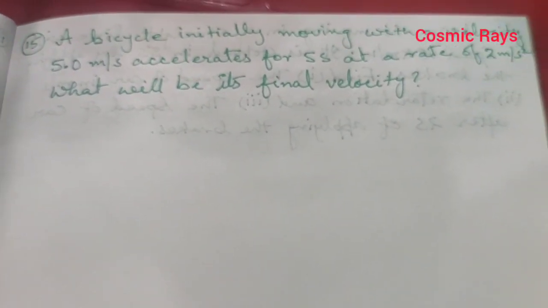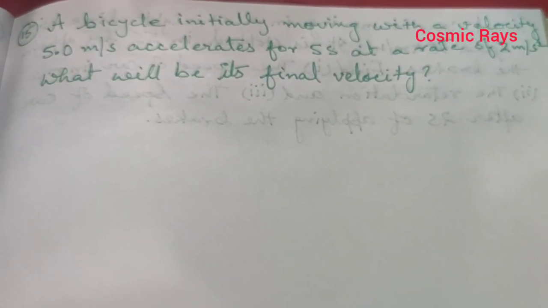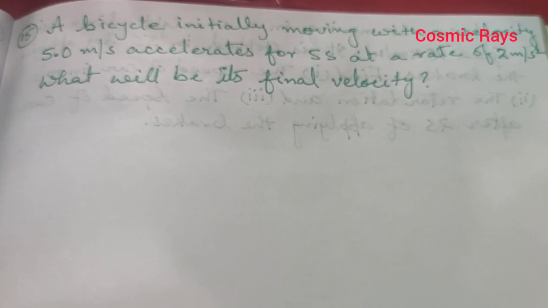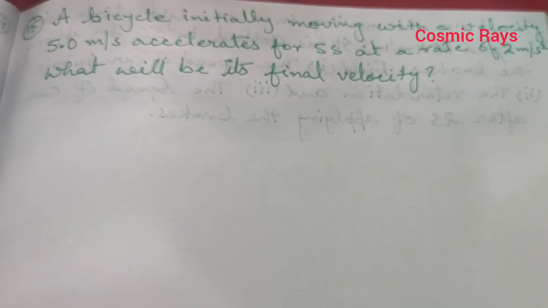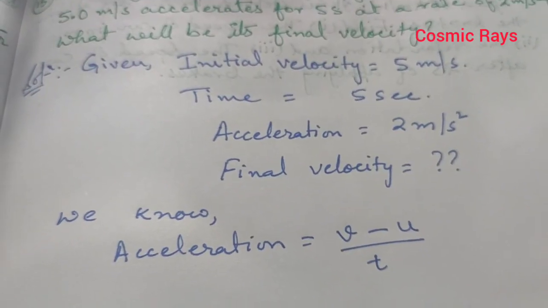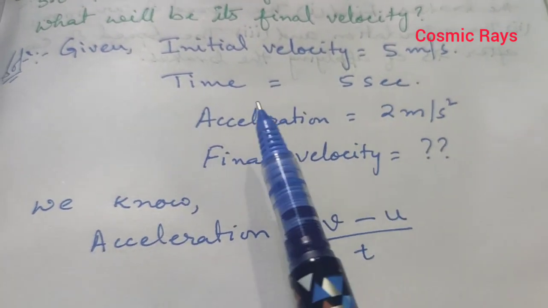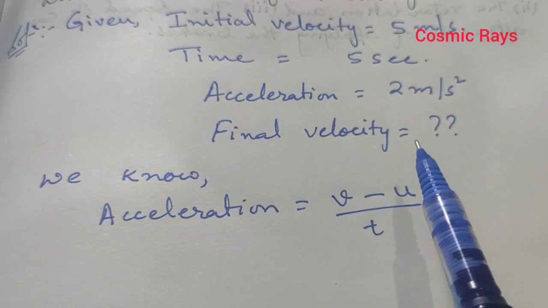Question number 15 says a bicycle initially moving with a velocity of 5 meter per second accelerates for 5 seconds at the rate of 2 meter per second square. What will be its final velocity? It can be done exactly like number 14. So we will write the given things first. So here we have written the given things. Initial velocity is 5 meter per second. Time taken is 5 seconds. Acceleration is 2 meter per second square. Final velocity is what we have to find out.